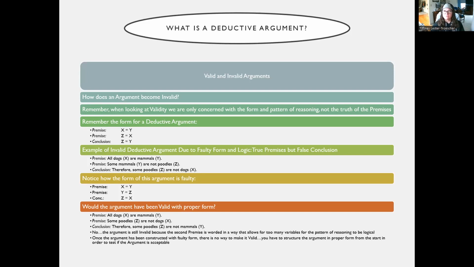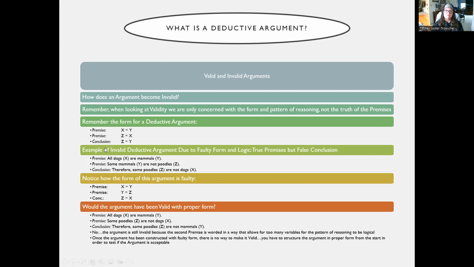But what if we weren't familiar with dogs and mammals and poodles? How would we know that this is an invalid argument? Again, we're looking at the form. And look, this right here is our form for a valid deductive argument, right? X equals Y, Z equals X, Z equals Y.